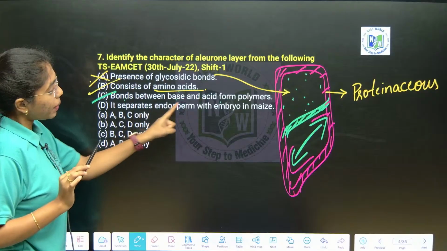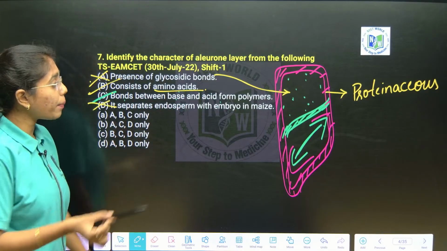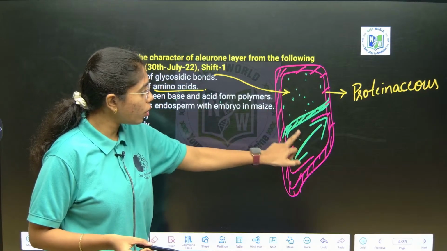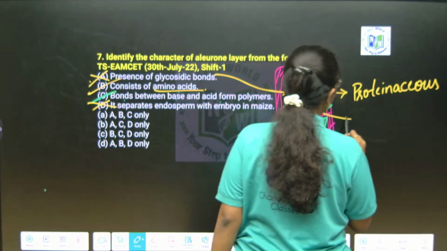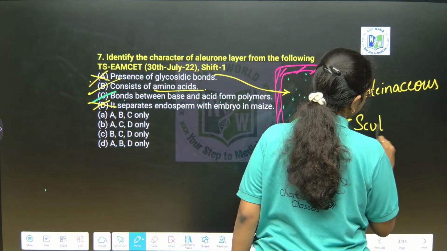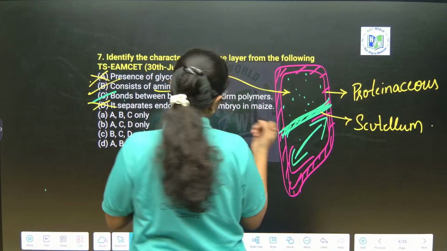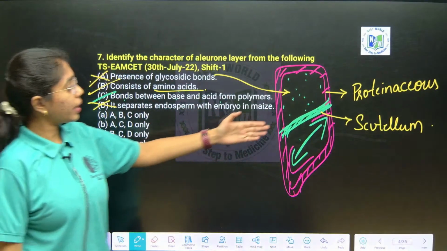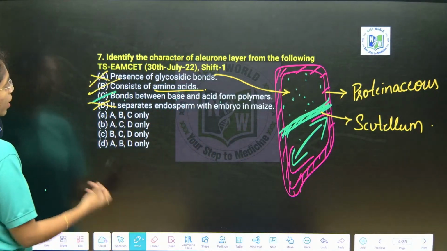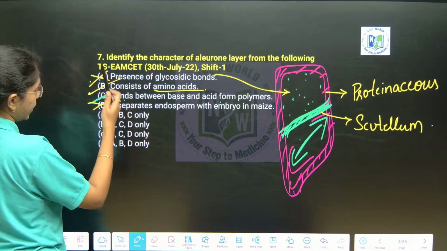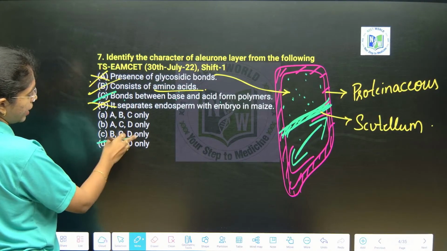Next, it separates endosperm from embryo in maize. No, what is separating endosperm from embryo? The papery cotyledon, that is scutellum. Scutellum is separating the endosperm from the embryo. It is not the aleurone layer. So, here what is the correct answer? B, D. Sorry, B, C and D.